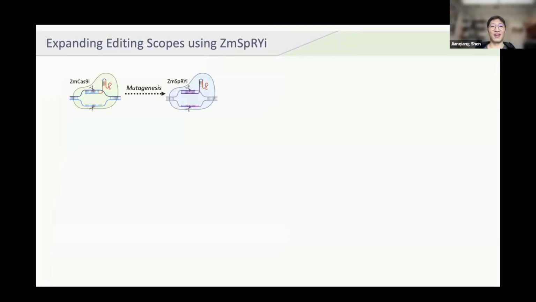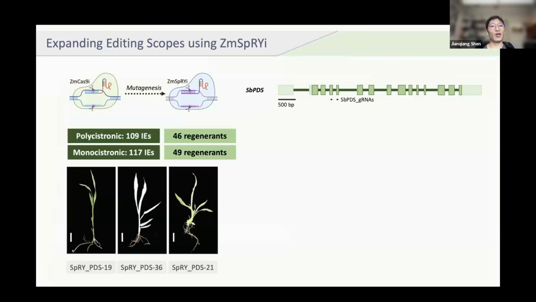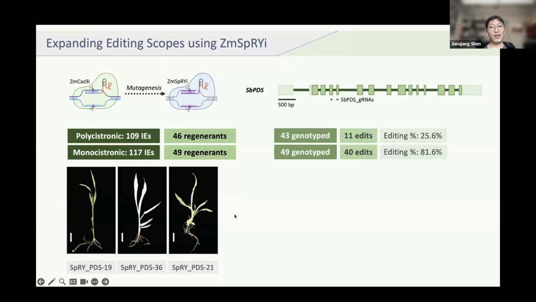So we mutagenized, de novo, from the gene we have, a maize Cas9 with one intron. We also used the same guide RNAs targeting the same genes. We got about 49 regenerants out of 109 immature embryos, and 46 and 49 out of 117 immature embryos for monocistronic. And interestingly, we saw an excellent phenotype of those edits, which is a complete albino or chimeric albino phenotype. So here is the editing efficiency, and for the polycistronic, it's about 25%.